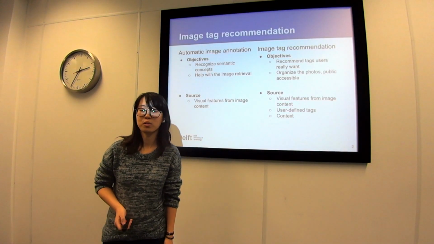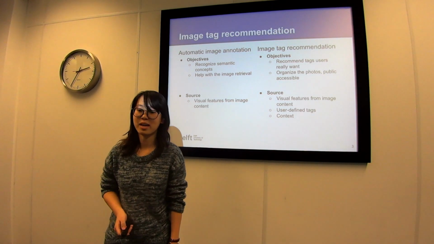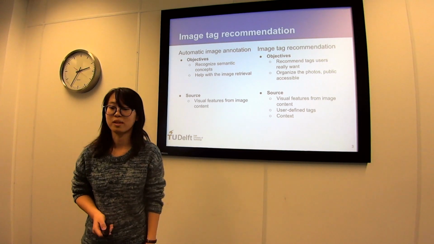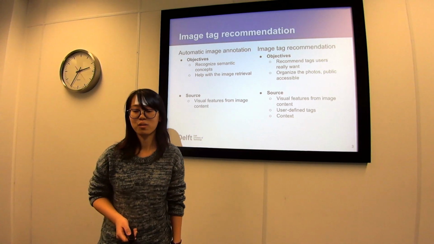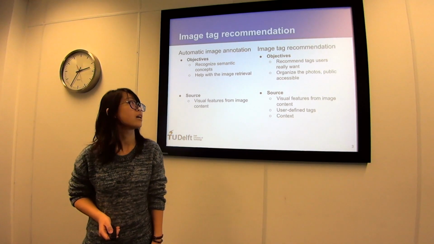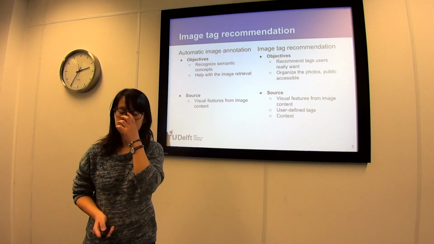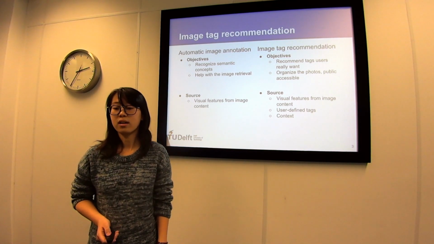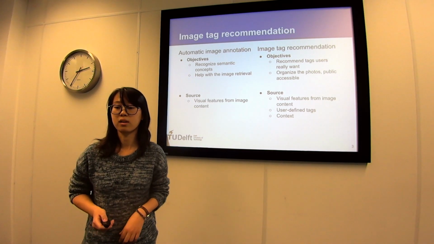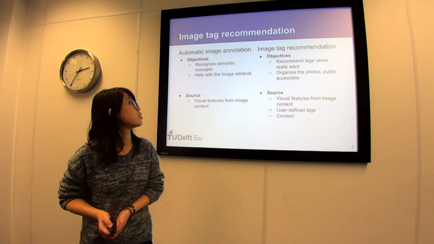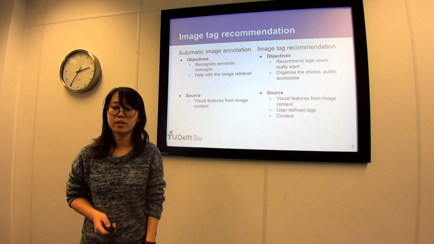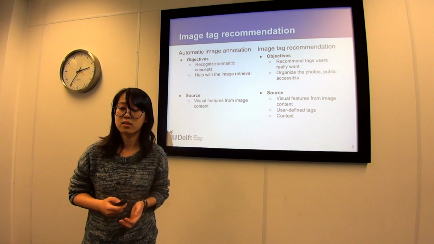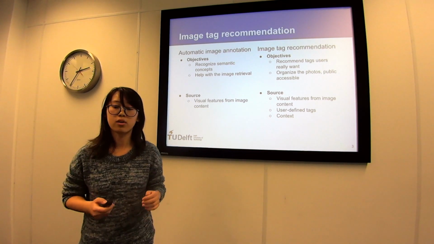At first, I want to illustrate the difference between automatic image annotation and image tag recommendation, because at first I was confused by the two terminologies. The objective of automatic image annotation is to recognize the semantic concepts in the images and label the new images with the semantic concepts, and it is mainly used to help with image retrieval, in the same way as it is used for text documents.